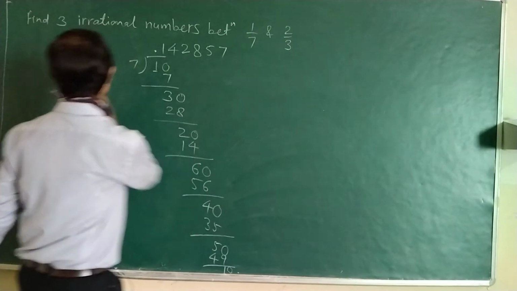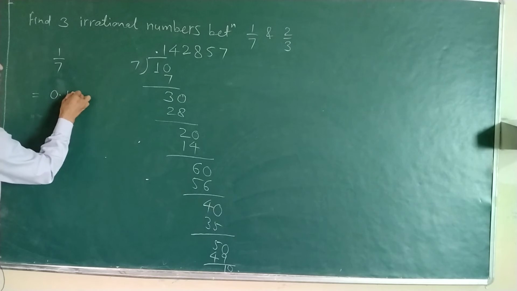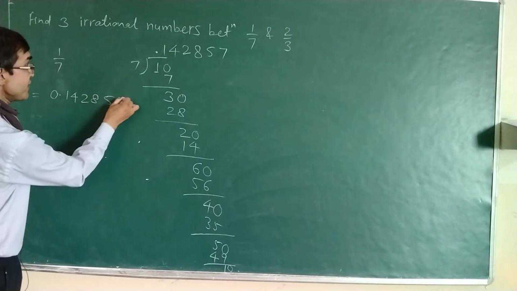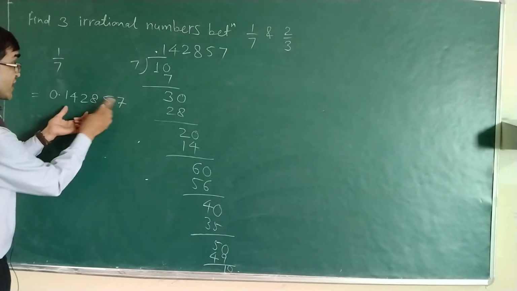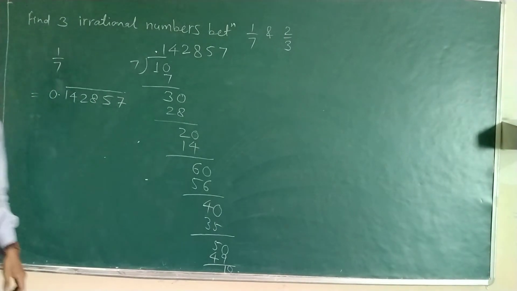So what can we write? 1 by 7 can be written as 0.142857, because all the 6 digits are recurring, means you will put the bar on all the 6 digits.